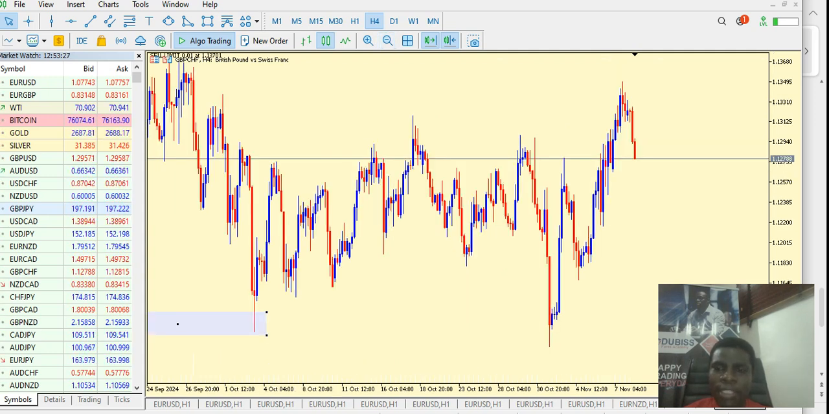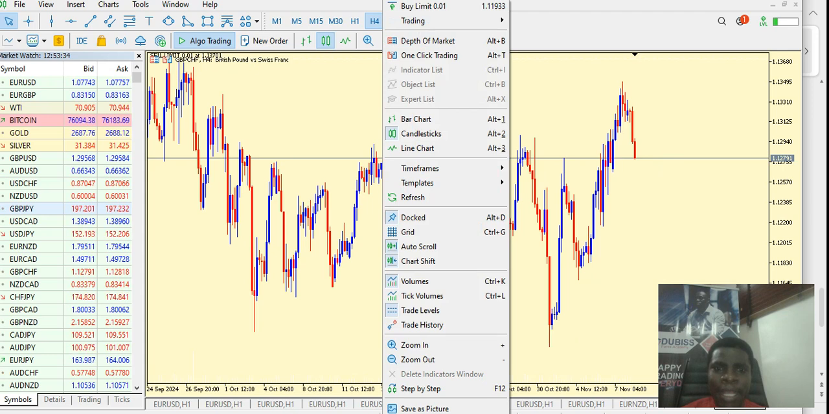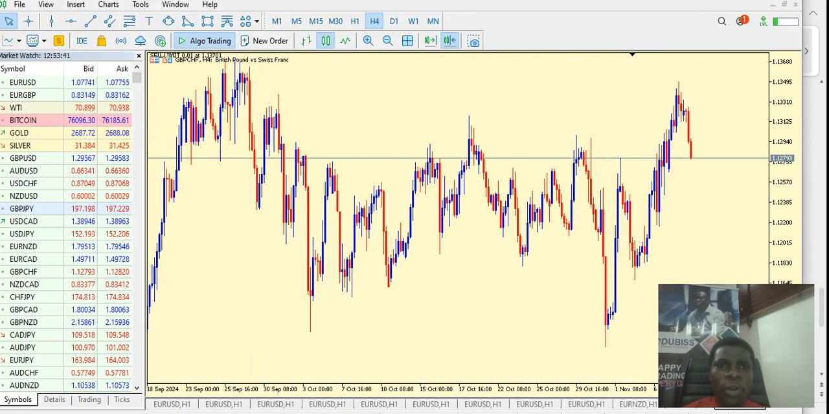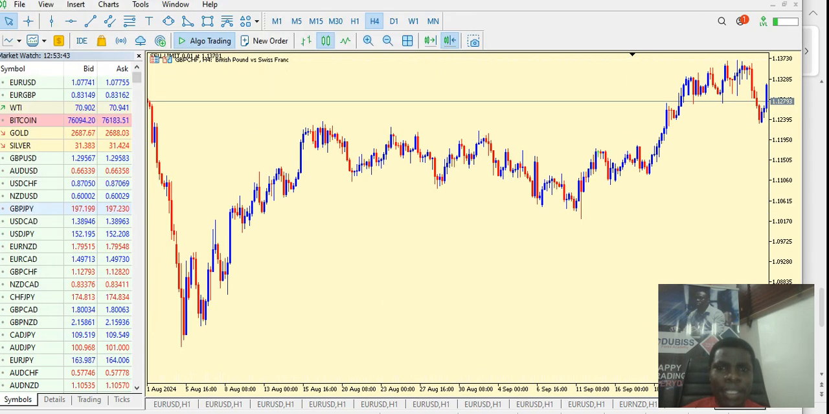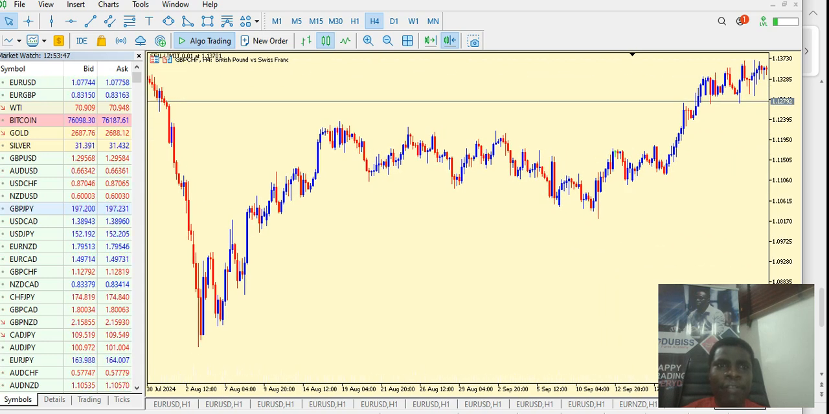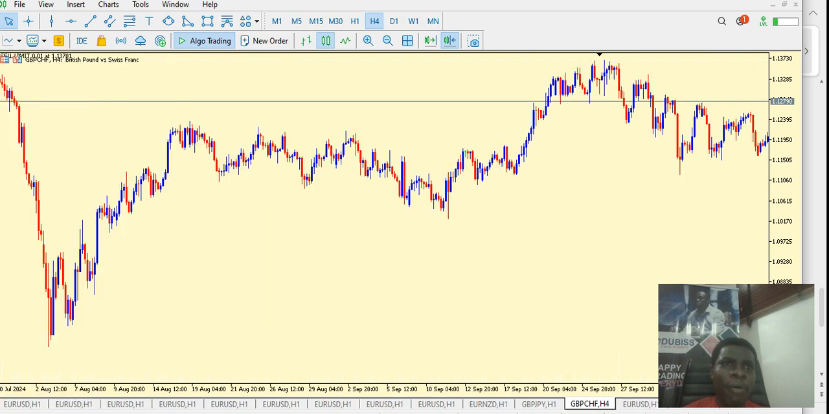Let's take our example to another currency pair. Let me remove it from auto scroll. Okay, so let's go. This is GBP CHF. First thing, if you look at what happened here, I don't want to go into details to show us what has happened here. When we get to that topic, I will probably do it.